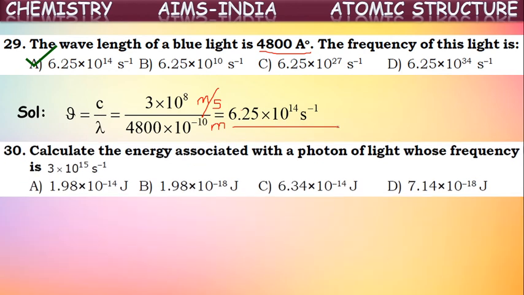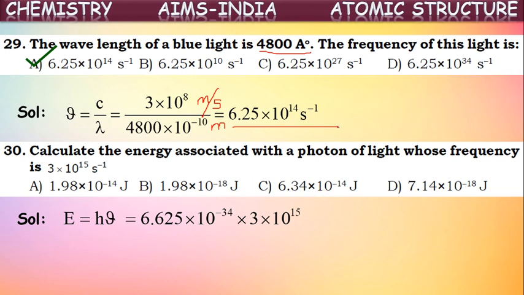Next one, calculate the energy associated with the photon of light whose frequency is 3 into 10 to the power of 15 second inverse. So they have given here frequency, asking to calculate energy. What relation we have between these two? We know energy of the radiation E is equal to h nu, where h is Planck's constant, nu is frequency. So we know the constant value and frequency already it is given.